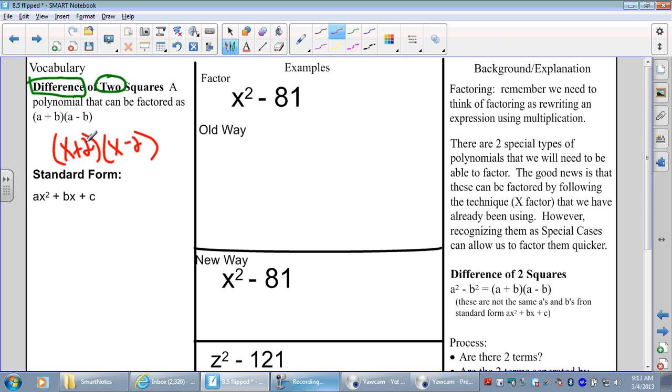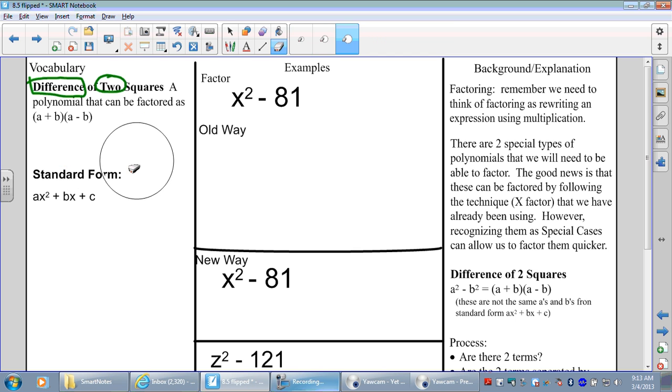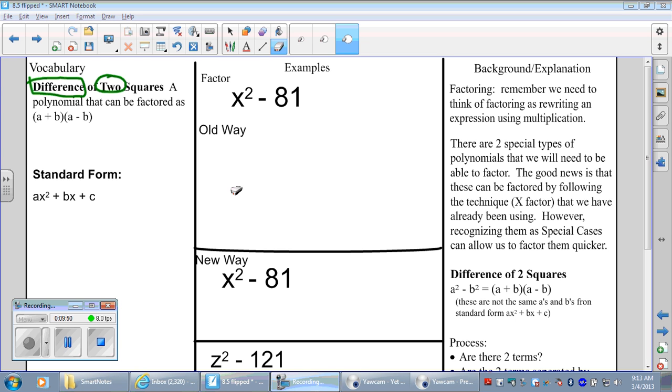You'll notice the only thing that's changing here is the sign between the two terms. Now, that's what we're going to try and end up with in this second special case we're working on, the difference of two squares. Now, just like on the previous page, if you don't recognize this shortcut, you can still get these right.